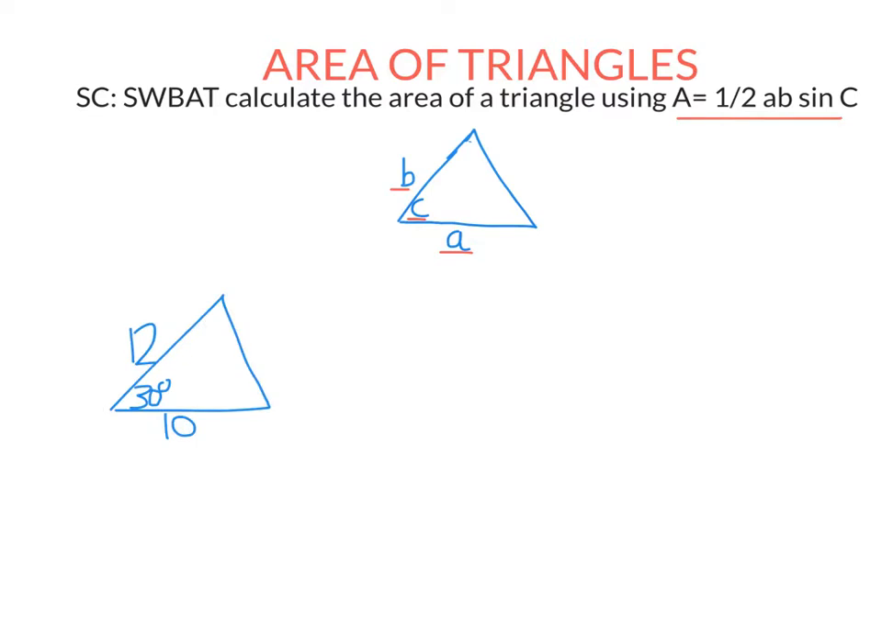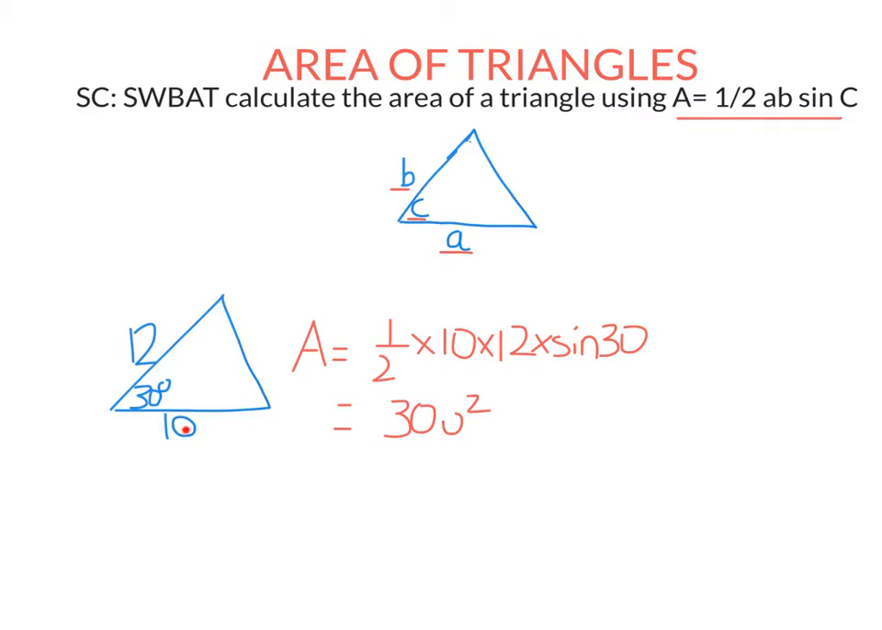So let's say I want to calculate the area of this triangle here. I don't know its perpendicular height, but I can just calculate its area as half times A times B times sine of the angle in between. And if you put that in your calculator, you should get an answer of 30, and it'll just be units squared because we're not told the units. It's really as simple as that.